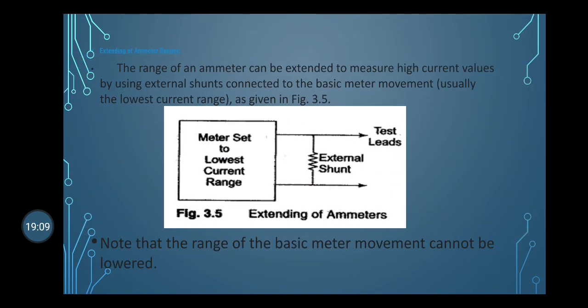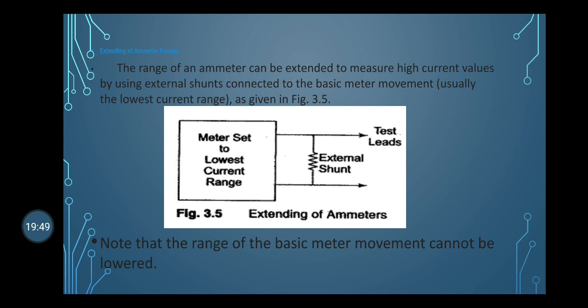Now here is the extending range of an ammeter. The range of the ammeter can be extended by using an external shunt. At that time the ammeter should be set to its lowest current range, and after that an external shunt resistance is put across the ammeter. In this way we can get the extended range of the ammeter.